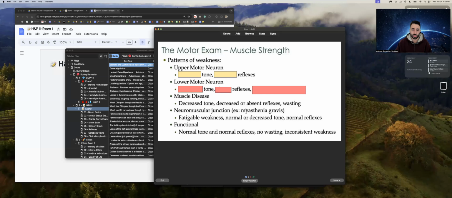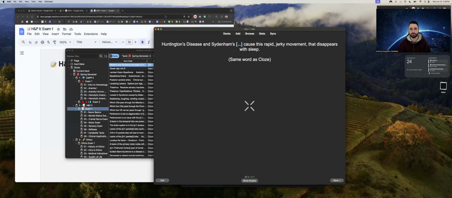Oh, this is going to be a long one. Lower motor neuron is, I think, decreased tone, decreased reflexes. Decreased tone, absent reflexes, we'll see wasting, we'll see fasciculations. I think upper is just like a higher thing, so it's where you get increased tone. So we'll take that, but we have to know fasciculations are lower motor neuron. Give me one sec.